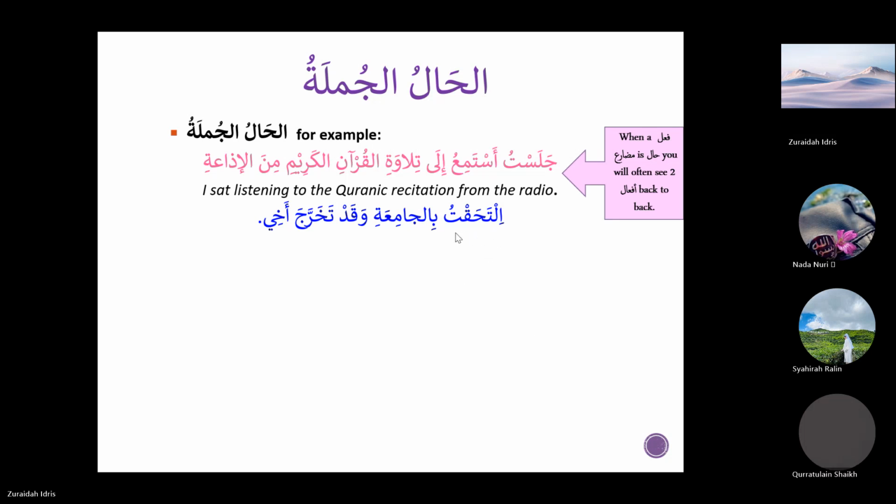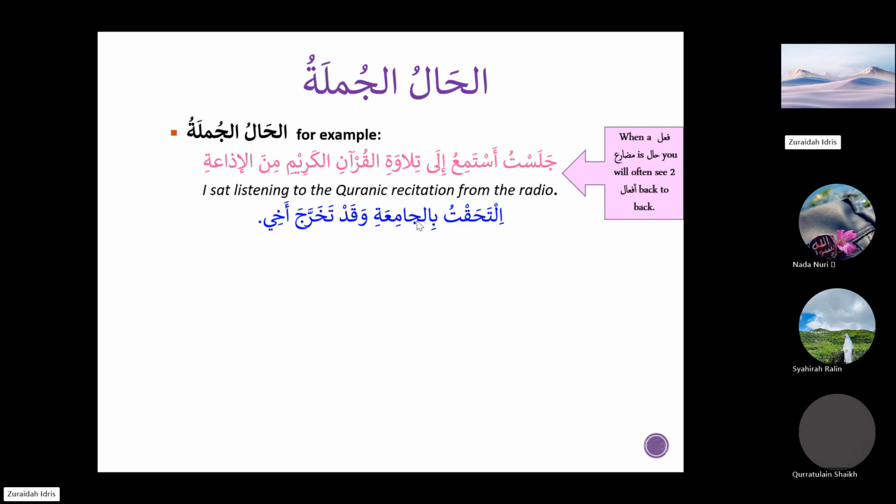Iltahaqtu. Think lam, ha, qaf. Yes, excellent. And it's from family 8. So it will be iltahaqa, yaltahiqu, iltihaqan.